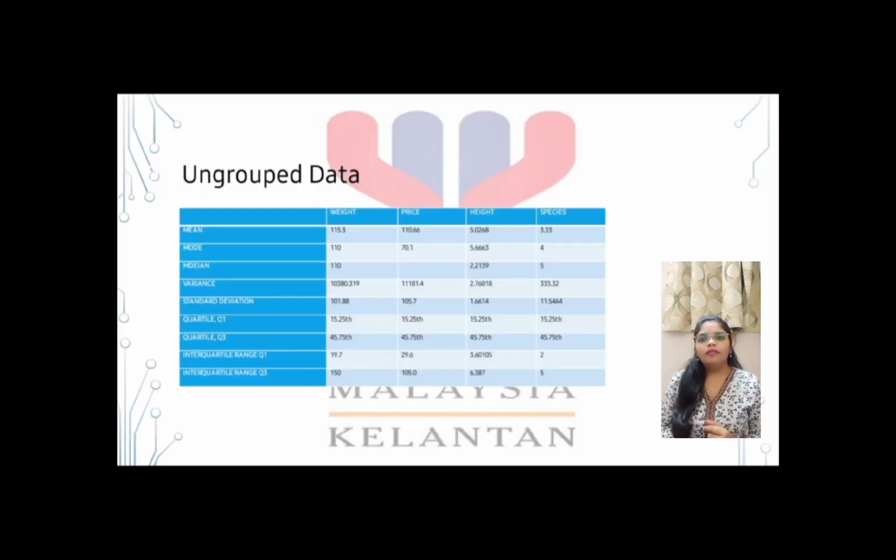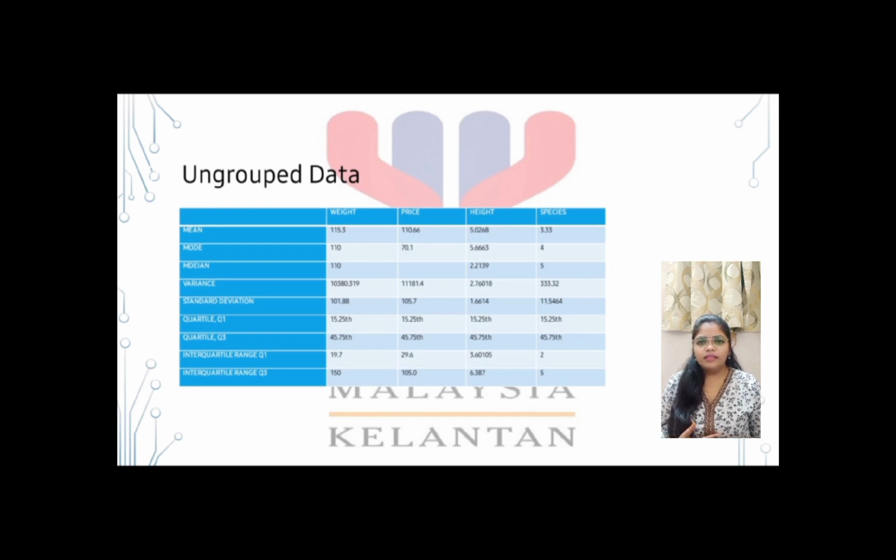When we look at the next slide, the slide gives information about ungrouped data. The calculation is carried out based on measurements of central tendency, measurements of position, and measurements of variation. The table provides the information for all of the calculations. We have chosen one categorical data and three numerical data, which are weight, price, and height, and one categorical data which is species.